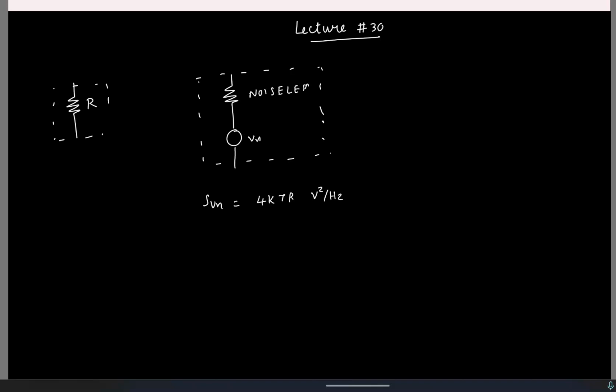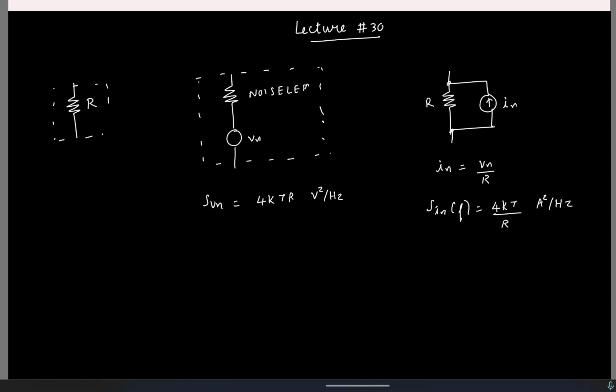Now the alternative way to model this is to take this resistor and have a parallel current source, just a source transformation. So what will be the value of this current In in terms of the voltage Vn? Vn by R. So the current will have a power spectral density which is 4kT by R.